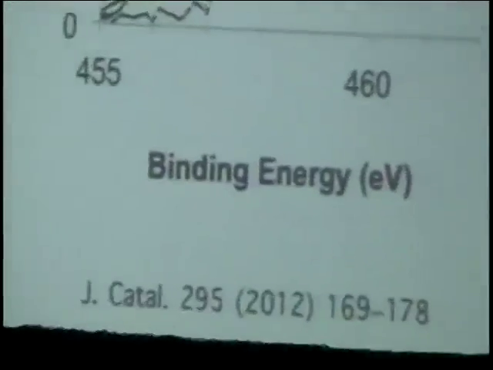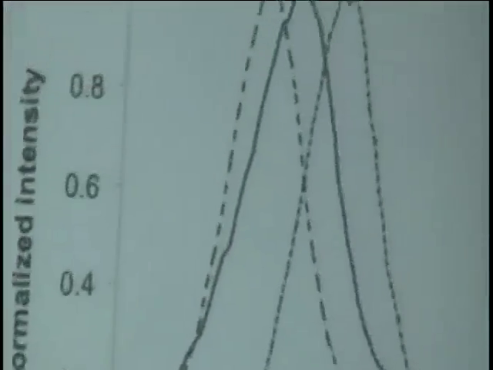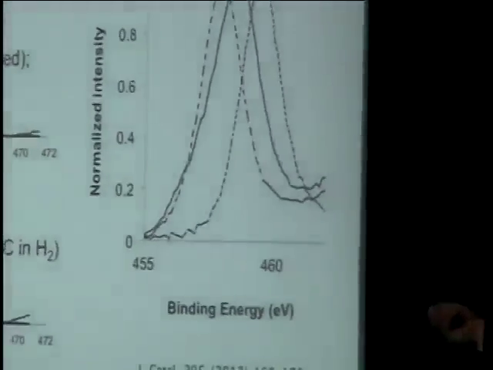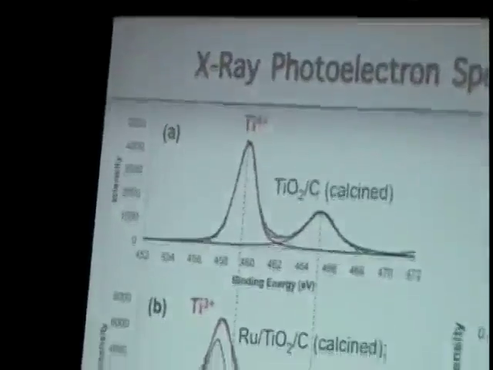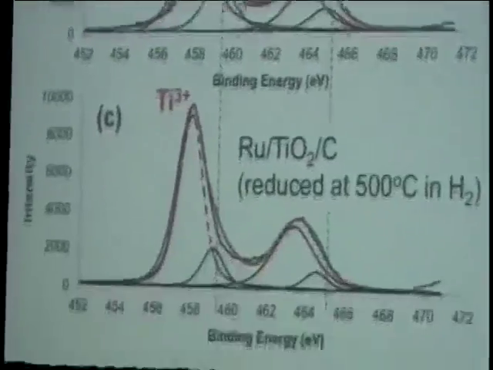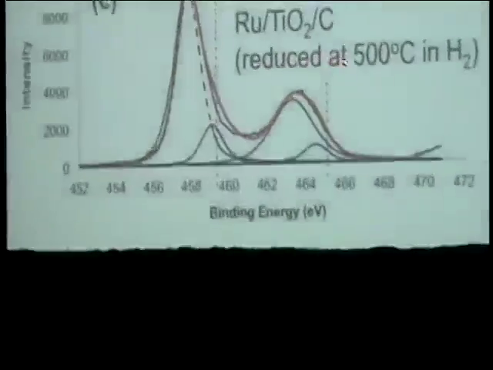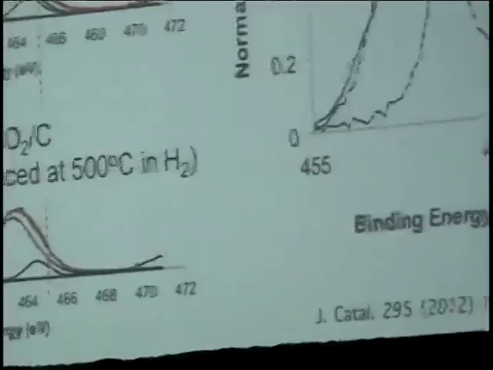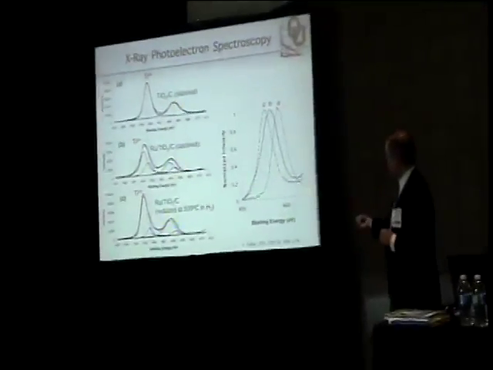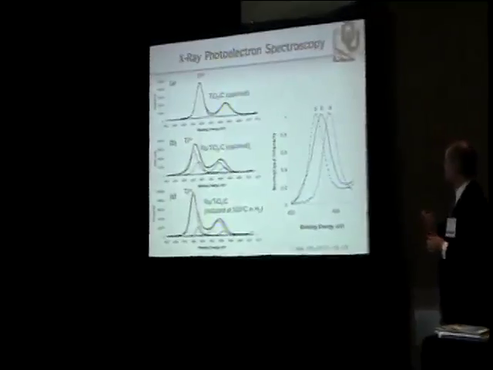So we have done XPS to show that this is in fact the case. When you look at the titanium supported on the carbon, after calcination, everything is titanium 4+. But the ruthenium causes some defects there. So even after calcination, before the reduction, you start seeing some titanium 3+ on the surface. And of course, when you reduce it, a very large fraction of the surface becomes reduced, with a very large concentration of titanium 3+. And you can see the shifts very clearly here in binding energy.